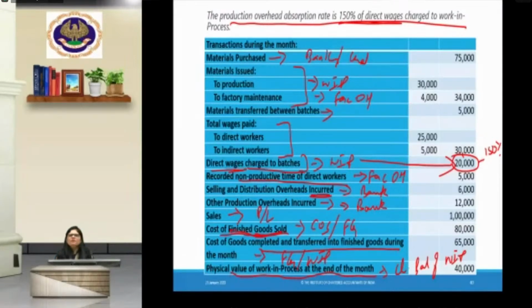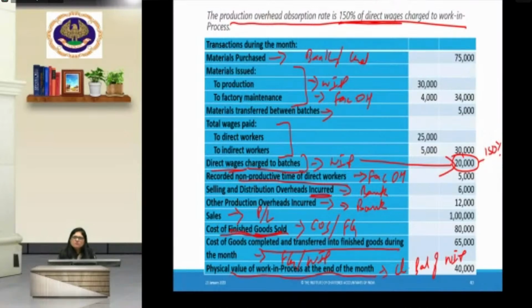Prepaid production overhead means that it was paid in advance, so it carries a debit balance. Prepaid production overhead means you have paid it in advance. So prepaid expenses always have a debit balance. If you remember in financial accounts, prepaid expenses always have a debit balance. They are your assets. You have paid in advance. So it's a debit balance. All right. So prepaid production overhead, that means it's a prepaid expense. It will carry a debit balance.